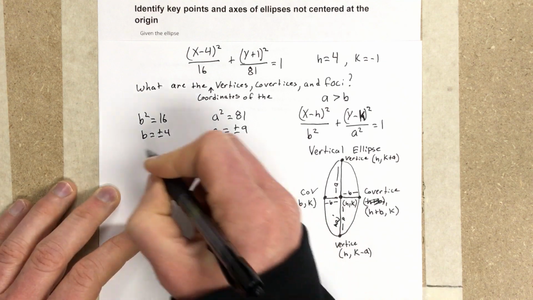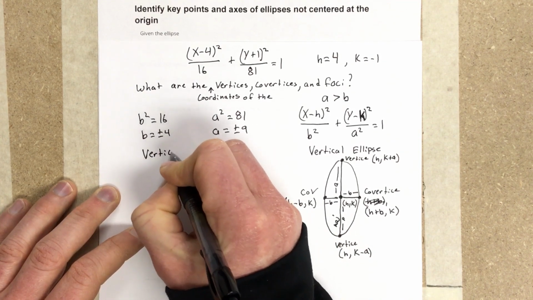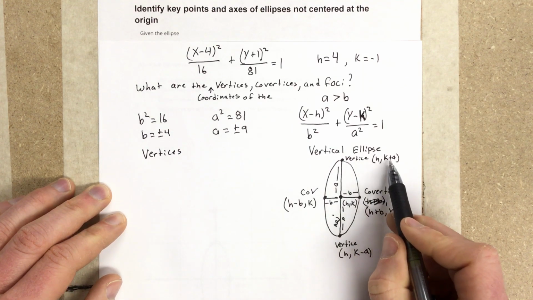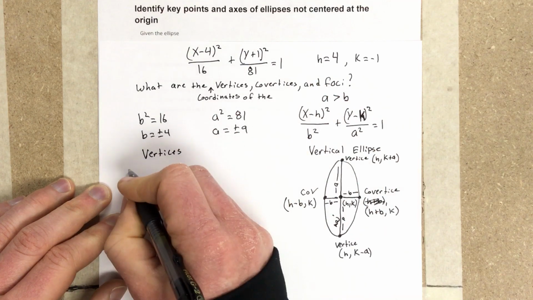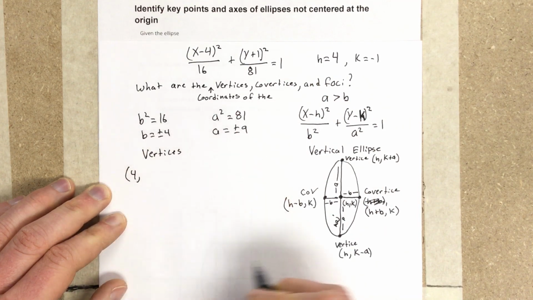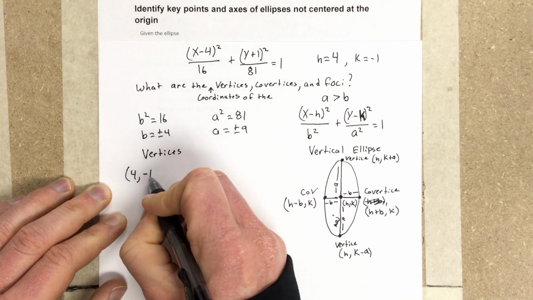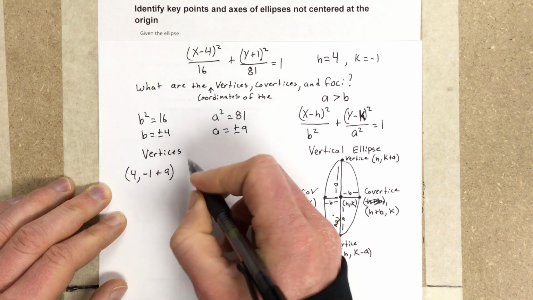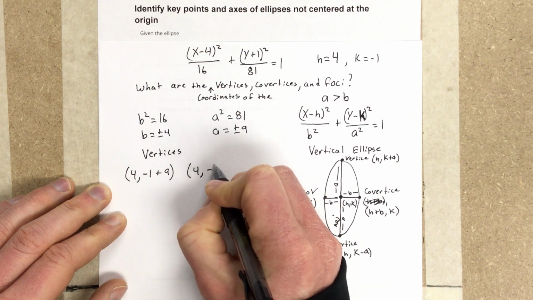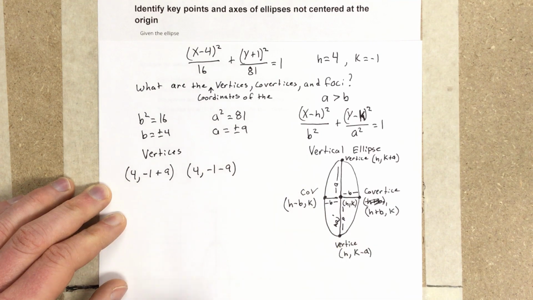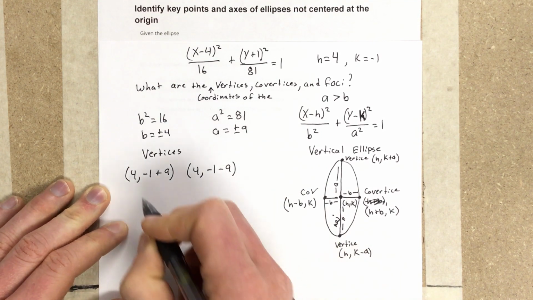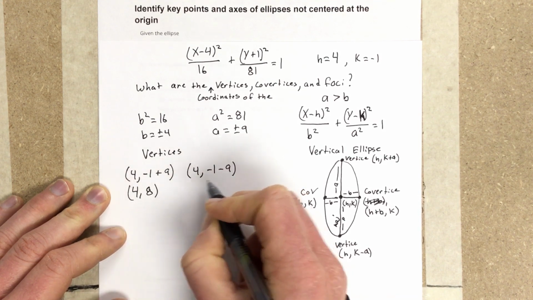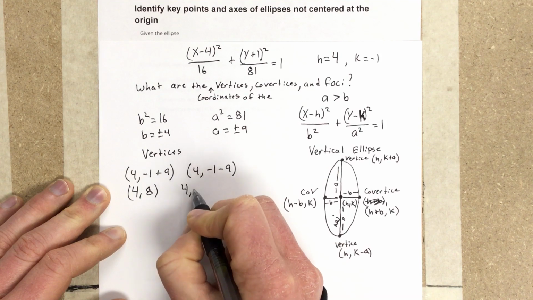So then our vertices are going to be h, comma, k plus a. So h, which is 4, comma, k, which is negative 1, plus our a value, which is 9. And then we have 4, comma, negative 1 minus 9 for our other vertice. That gives you 4, comma, 8, and 4, comma, negative 10.